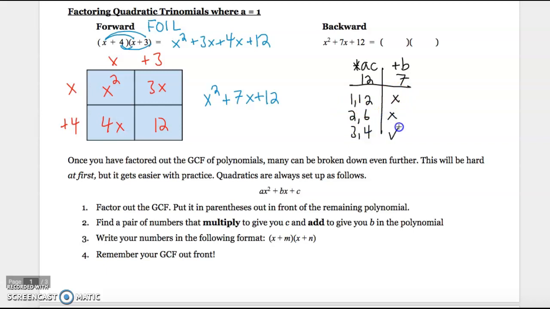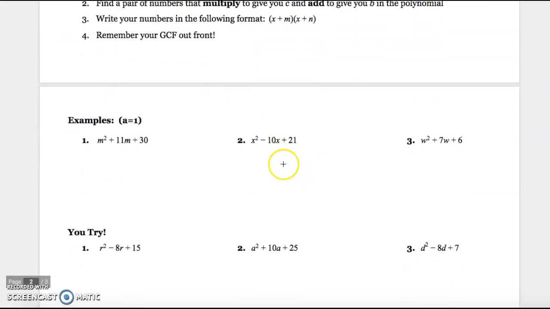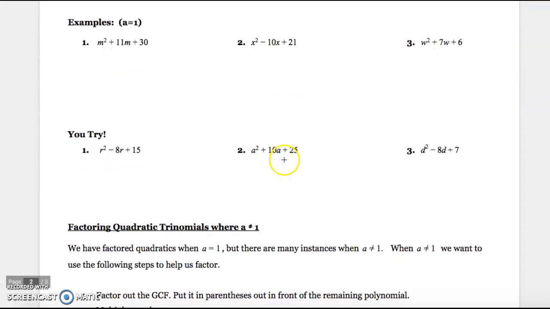3 and 4, woohoo! Okay, so then that's how you get back to your factors, x plus 4 and x plus 3. That's good. They should match, whether you're multiplying them together using distributive property or box method, and whether you are factoring them, they should end up the same. Okay. All right, let's go through some examples of these.